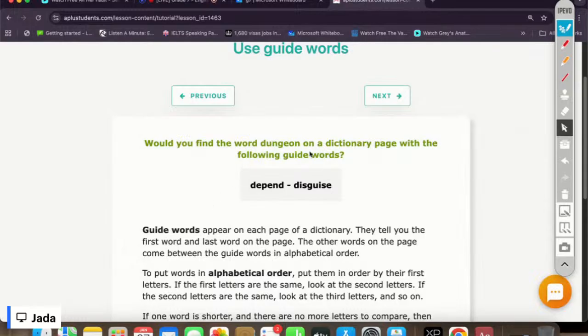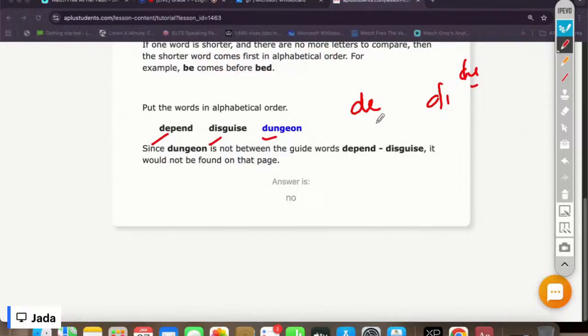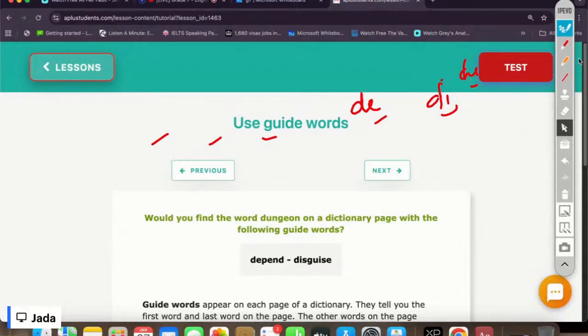So would you find the word dungeon on a dictionary page with the following guide words? We have depend to disguise. So DE, because the first letters are all the same. DE. So dungeon is what, DU. So of course you cannot find U in between E to I. Okay, so you have to make sure that if the first letters are the same, you check the second, okay?